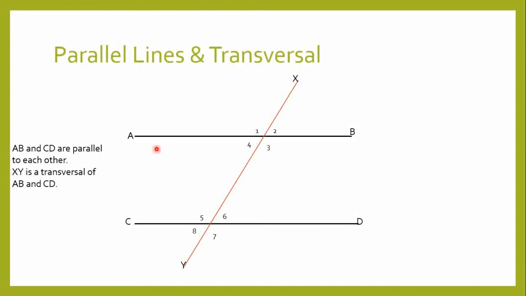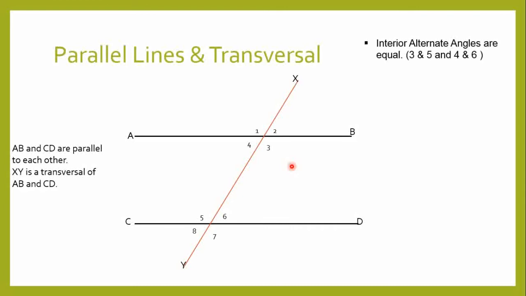So when two parallel lines are intersected by another line, many angles are formed, and these angles have different names and different properties. So we will discuss that, right?